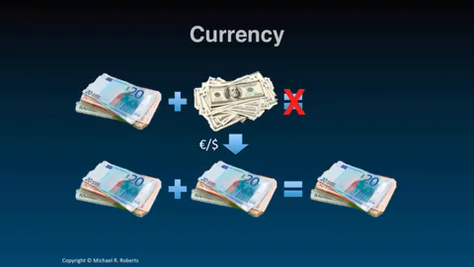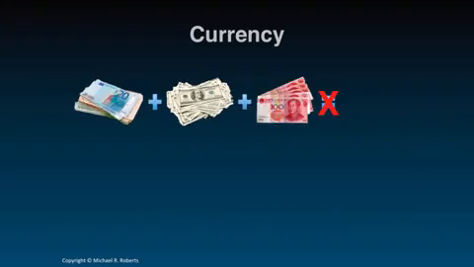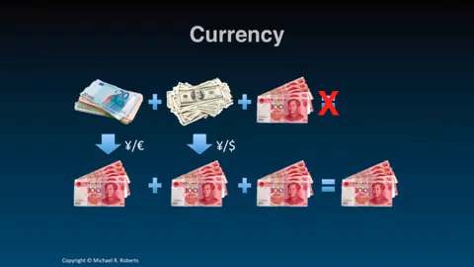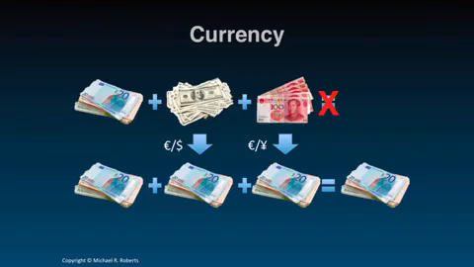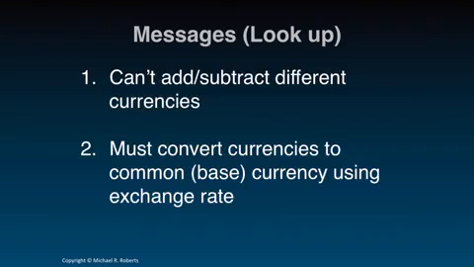And there's nothing special in this example that there are only two currencies. If I had three currencies, euros, dollars, and yuan, I would have to convert two of the currencies into one base currency, whether it's yuan, dollars, or euros, using the appropriate exchange rates in order to answer the question how much money I have, or in order to add the different currencies. So what's the message? We can't add or subtract different currencies. We have to convert the currencies to a common base currency using an exchange rate.